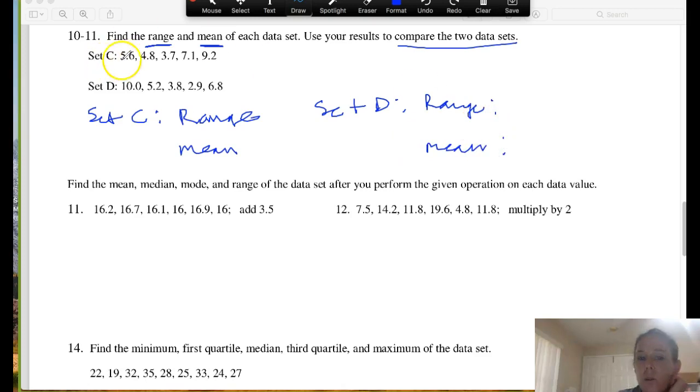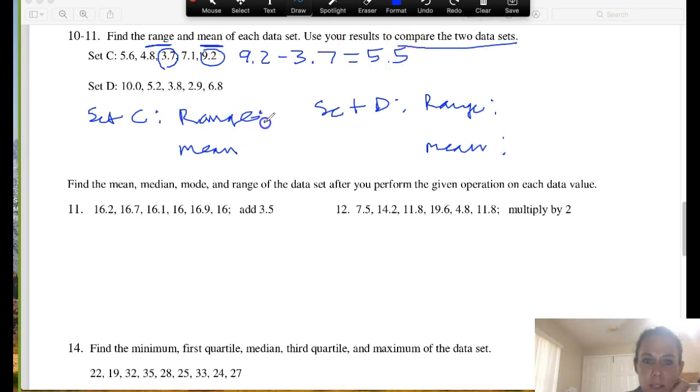Okay. So looking at set C, let's look at our lowest data point, which is 3.7, and then our largest data point is 9.2. So the range would just be the difference between the largest and the smallest data point. So I'm just going to subtract those, and I get 5.5.